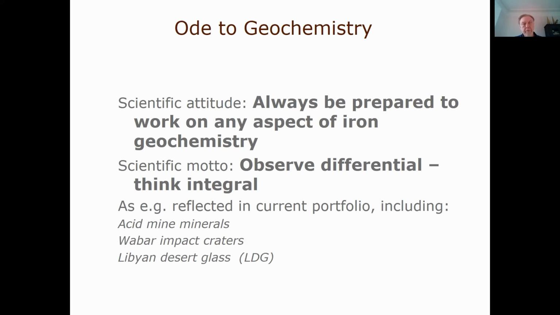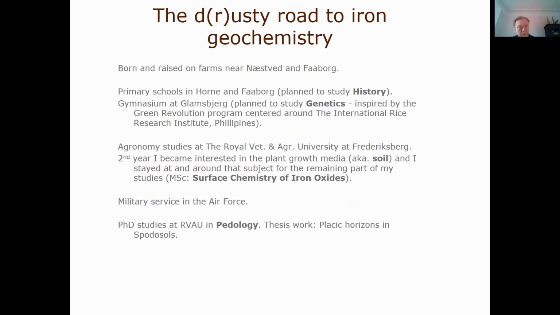I work in different subjects, and currently I work in acid mine minerals. I have a project on impact craters and one on Libyan desert glass. I became interested in ion geochemistry in the second year of my agronomy studies at the Agricultural University. I became interested in soil. That was not the purpose that I enrolled at the Agricultural University, but the flexibility of the study program allowed me to pursue the chemistry of iron oxides for the end of my studies.